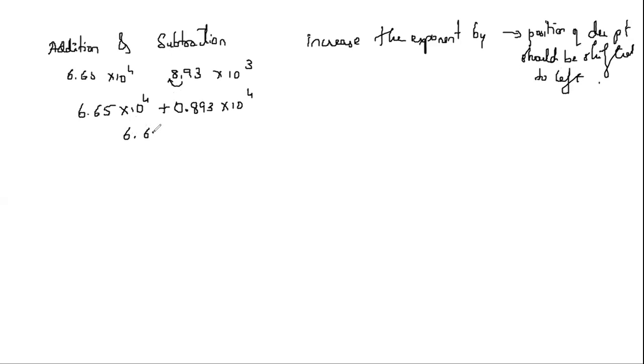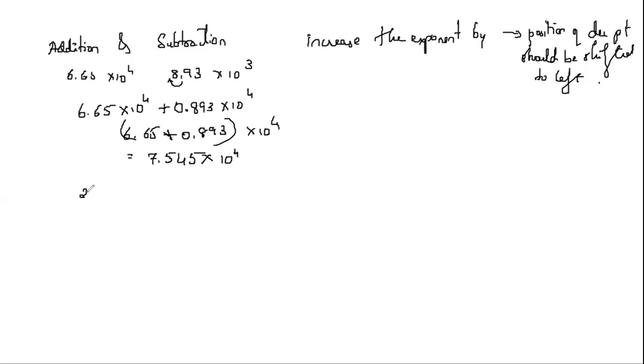Therefore, (6.65 + 0.893) the whole into 10 raised to 4. So what do I get? I get 7.545 into 10 raised to 4. So this is addition. Similarly, during subtraction also.